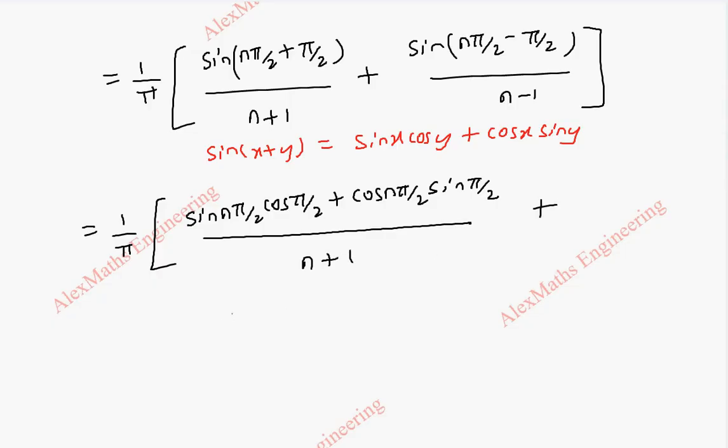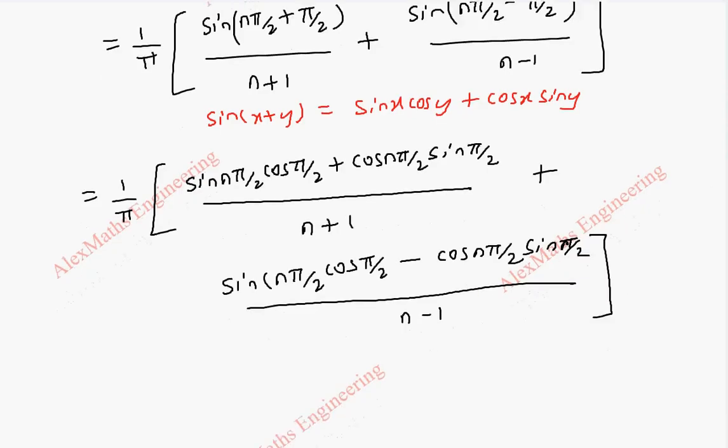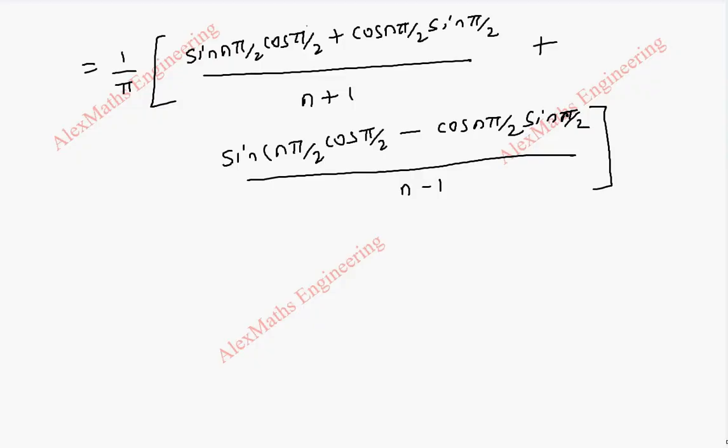Similarly, the second part is sin n pi by 2 cos pi by 2 minus cos n pi by 2 into sin pi by 2. Whole division, we have n minus 1 in the denominator. Now, cos pi by 2 is 0. So, this part is 0, even this part is 0. And sin pi by 2 is 1.